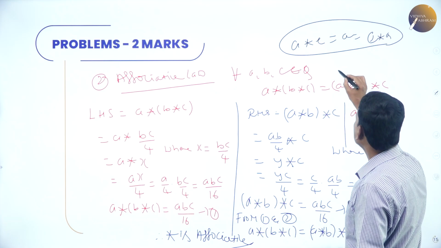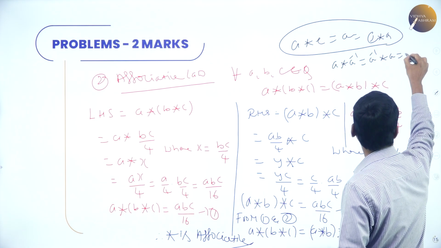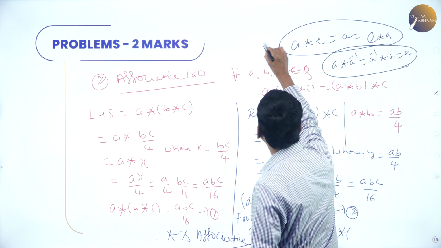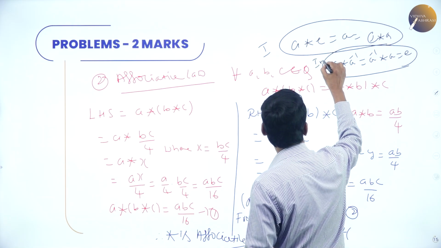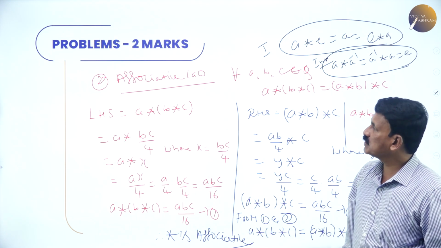For existence of inverse element, A star A inverse is equal to A inverse star A is equal to A. So, using these two properties, you can find the identity element or inverse element, right? Now, let's move on to the next problem for 3 markers.